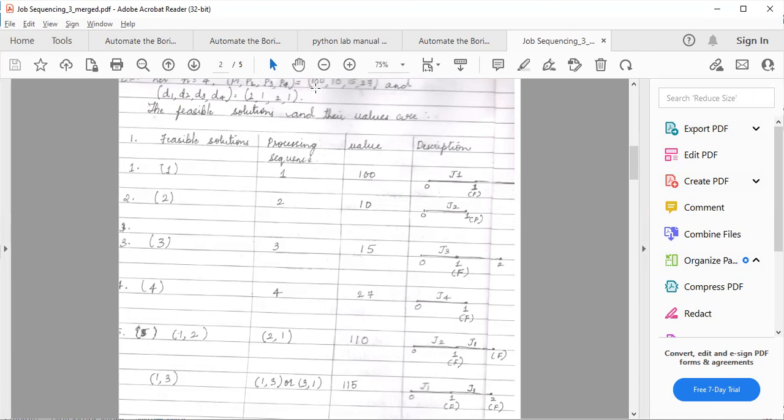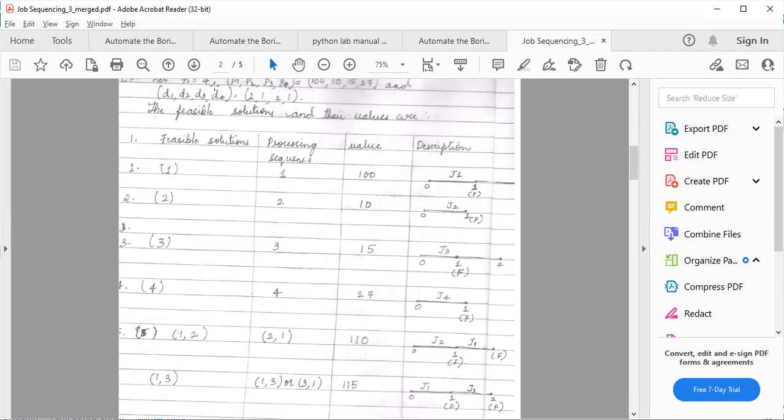It means that if job 1 is going to be completed within its deadline, then a profit of 100 is going to be achieved. And what does P2 mean? If job 2 is going to be accomplished within the deadline, then a profit of 10 is going to be earned. So on and so forth for 15 and 27. Now, what are these D1, D2, D3, D4? As I told, these are the deadlines and these are integers.